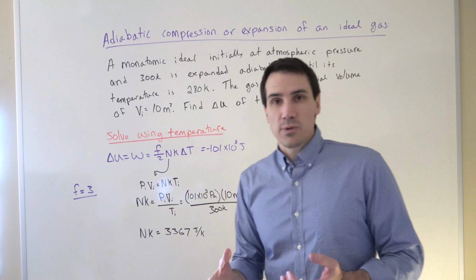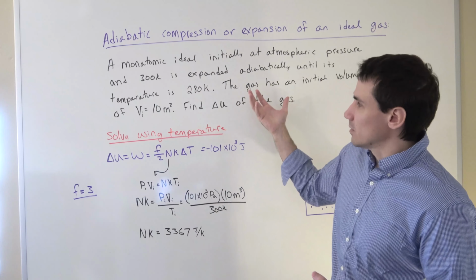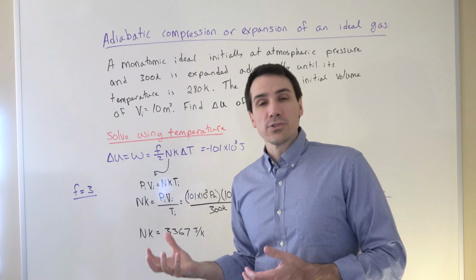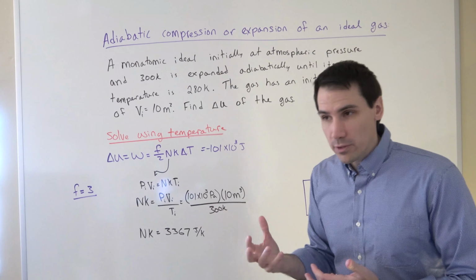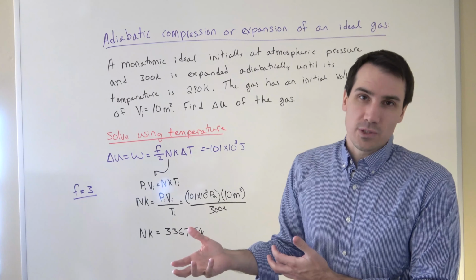So we're actually going to solve this problem in two different ways. We're going to solve it using temperature because that seems like the most obvious answer since we're given T initial and T final. And then we're also going to solve it using the volume integral, negative integral P dV, and we're going to see that those two give us the same result.